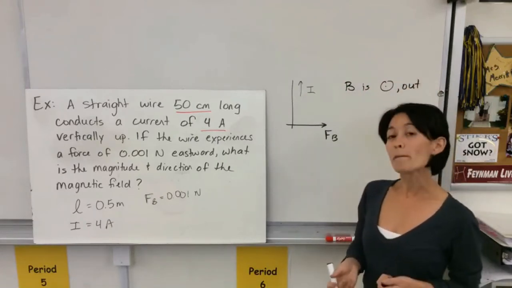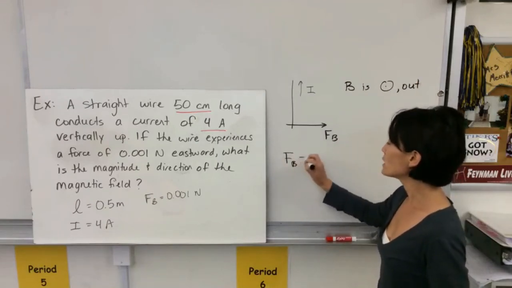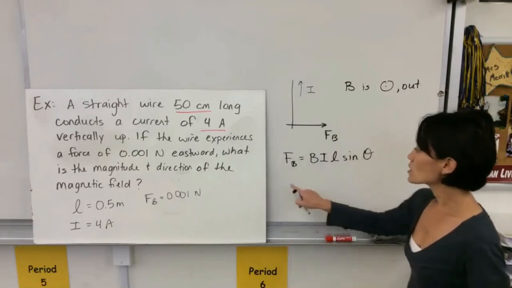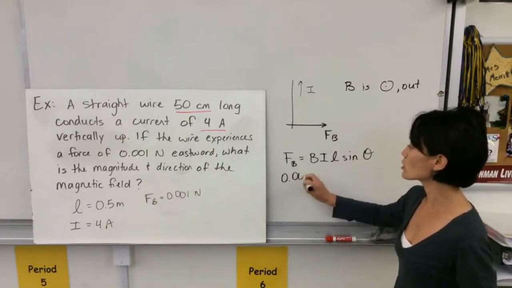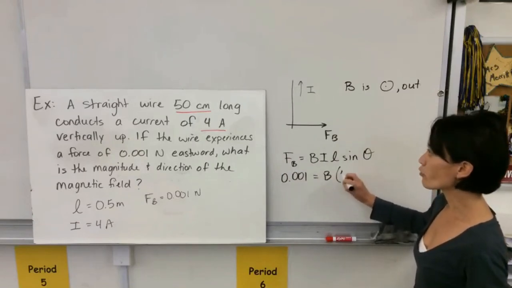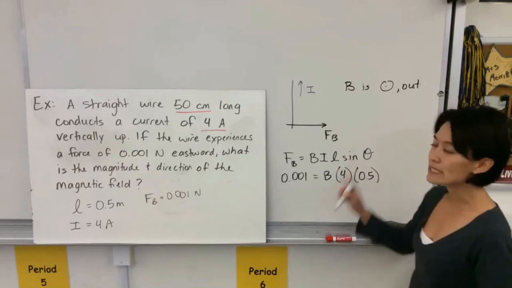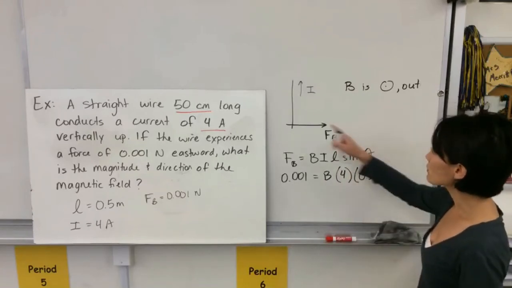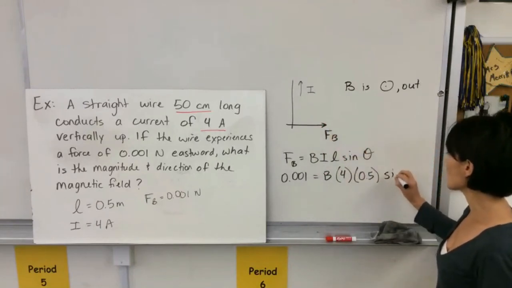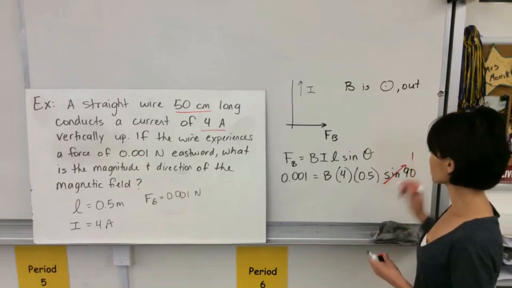Now to figure out the actual magnitude or the numerical value, that's where I'm going to look at my equation. FB is equal to BIL sine of theta. So my FB is 0.001. It's going to equal B. My current is 4. My length is 0.5. And I have a 90-degree angle between my magnetic field and my current, and between my magnetic force and my current and everything, so it's going to be sine of 90. And sine of 90 is just 1.